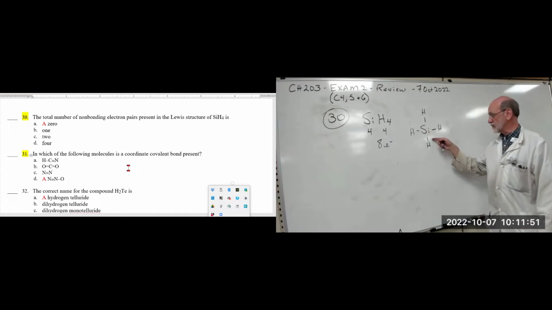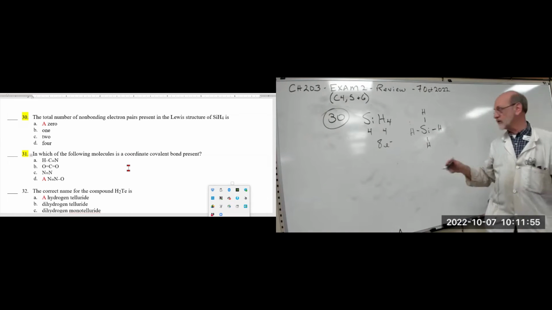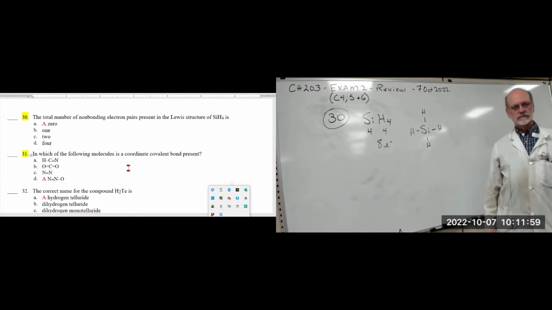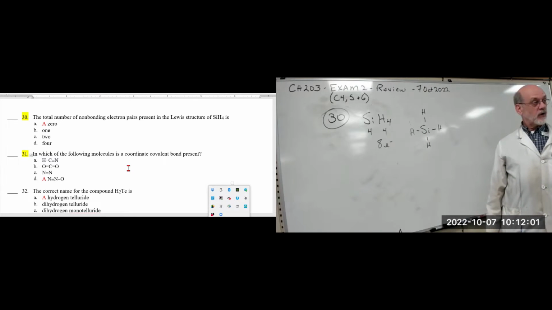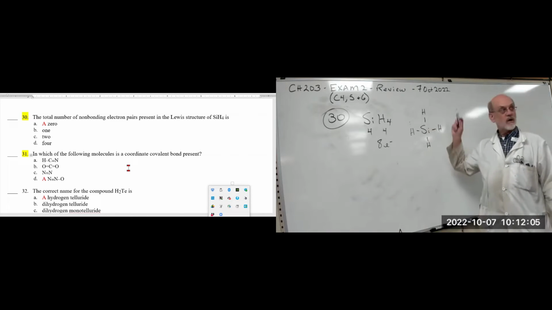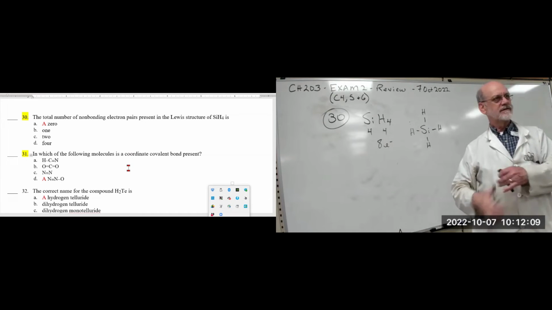Right? And each one of those lines represents 2 electrons. So we've used up 8. Oh, that's it. There are no non-bonding electrons in this molecule. 2, 4, 6, 8, they're all bonding. I guess that's why the answer is 0.